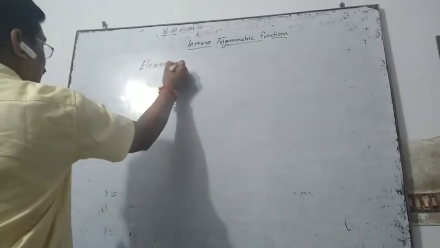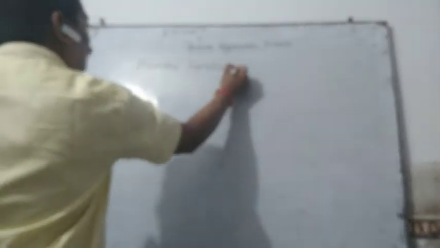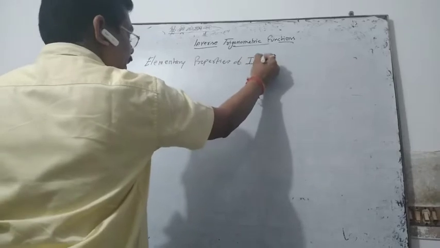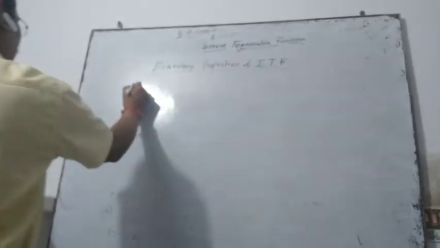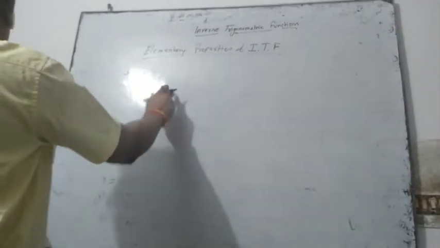Elementary properties of ITF, inverse trigonometric function. Property number 1. Elementary properties of inverse trigonometric functions are valid within the principal values. This is valid for the principal branch.